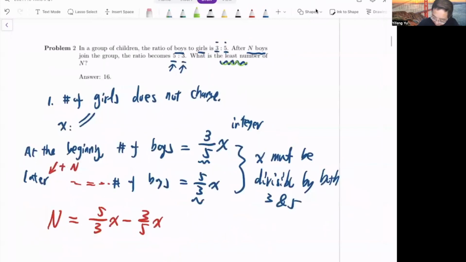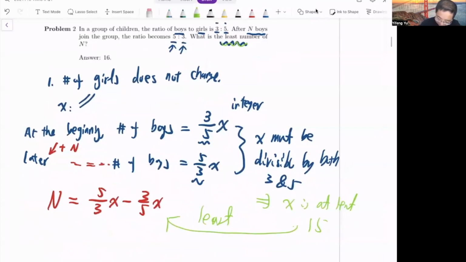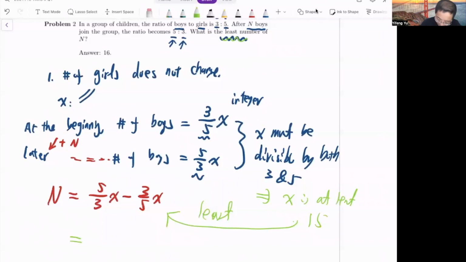So from here we get that x is at least 15, which is the LCM of 3 and 5. If we put 15 here, this will give us the least value of n, which is 25 minus 9, that is 16. So 16.